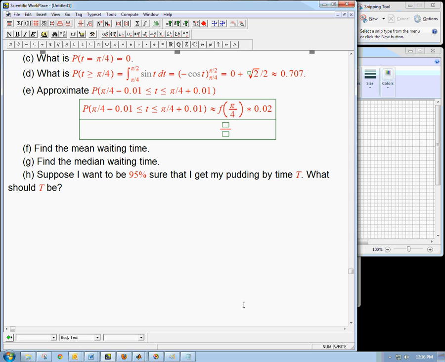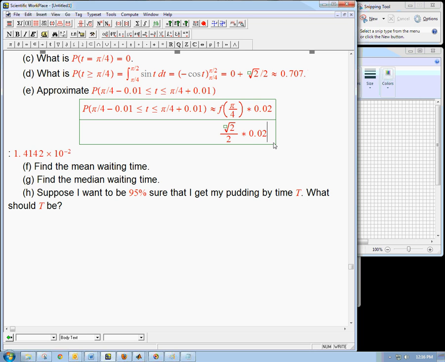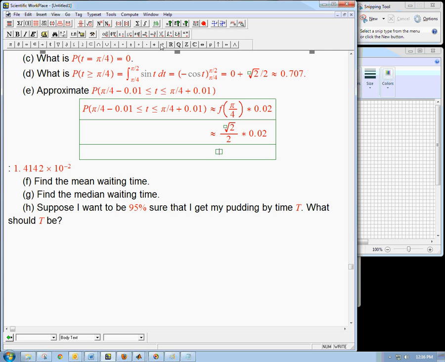Times 0.02. Which is approximately equal to, let's just do that numerically, approximately 0.014. So about 1.4% of the time, I'm going to be in this small region of time.